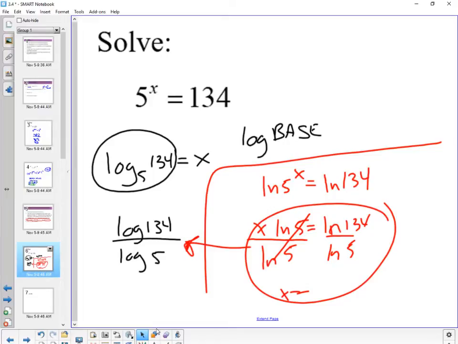Questions on this problem? No, don't move though. Sorry? ln is the same thing as log with a base of e. ln is log base e, which is 2.71. Log itself has a base of 10. Log is base 10. Don't move anything.